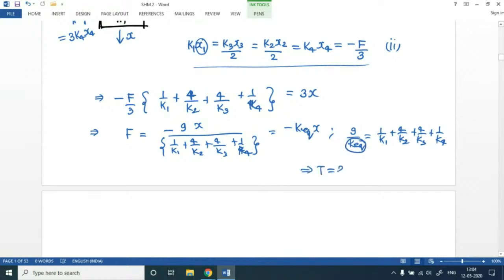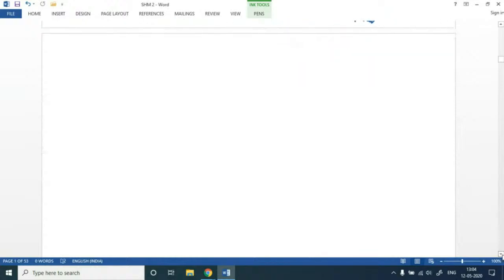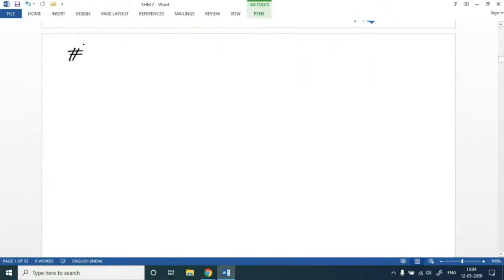Obviously, the time period would be 2 pi root under m upon k equivalent over here. So this is one of the situations. Another situation, let me take quickly, is when the mass of the spring is not negligible, meaning the spring is not ideal, not massless, rather you must say.